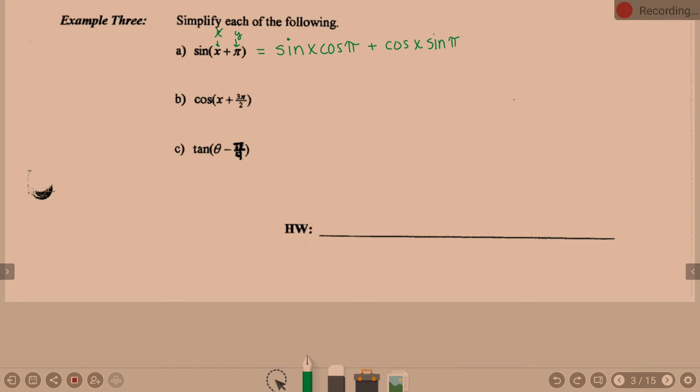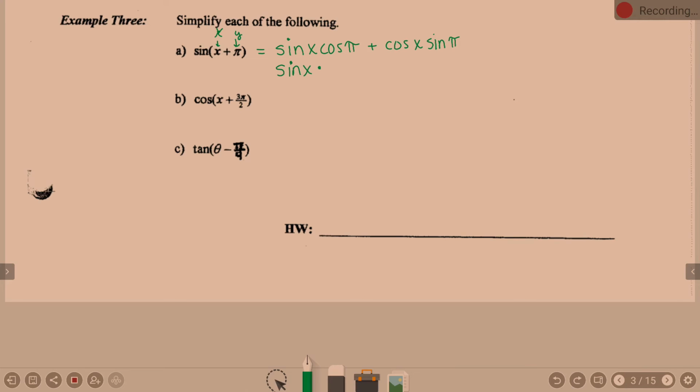Now, the directions were to simplify. Do anything you can to clean this answer up. Do we know the sine of x? No, because x is a variable. So sine x is going to stay sine x. Do we know the cosine of pi? Negative. Why? Because my unit circle says so. Because it's a quadrantal angle. Isn't that what it's called? Quadrantal.